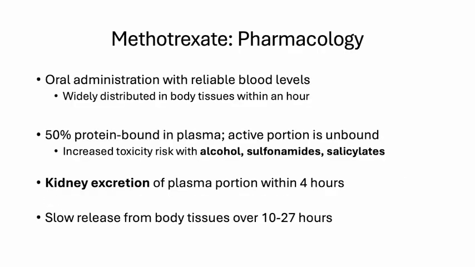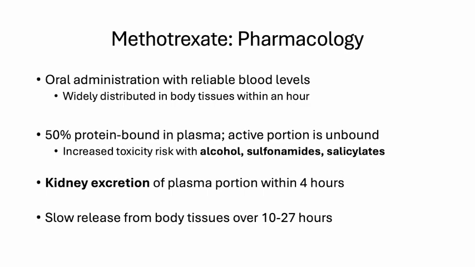Moving on to the pharmacology of methotrexate, it's typically taken orally and it achieves reliable blood levels that are unaffected by food intake. Once ingested, it's widely and rapidly distributed throughout body tissues, with active cellular uptake occurring within the first hour. In the plasma, about half the drug is bound to proteins, with the active portion of the drug being the free fraction or the unbound portion.